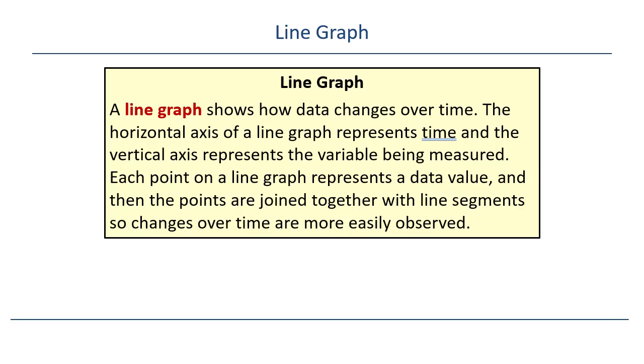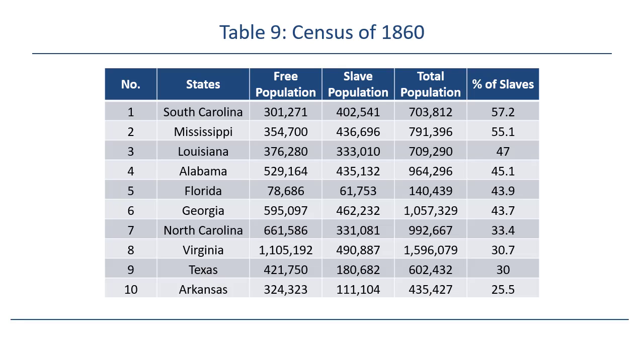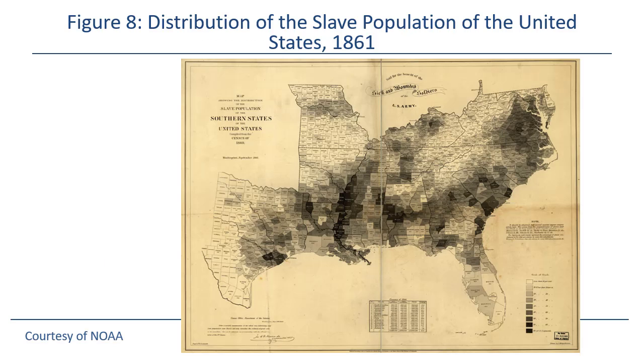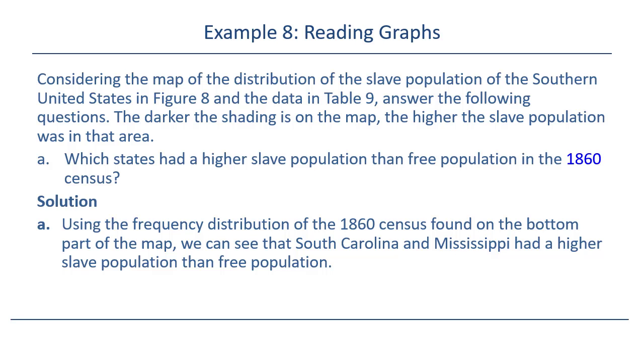A line graph shows how data changes over time, so it's usually called a time series graph. Here's an example of census data. And we can see a distribution in this kind of picture. So this is another visual representation, not a typical graph. It's just a map with colors, right?